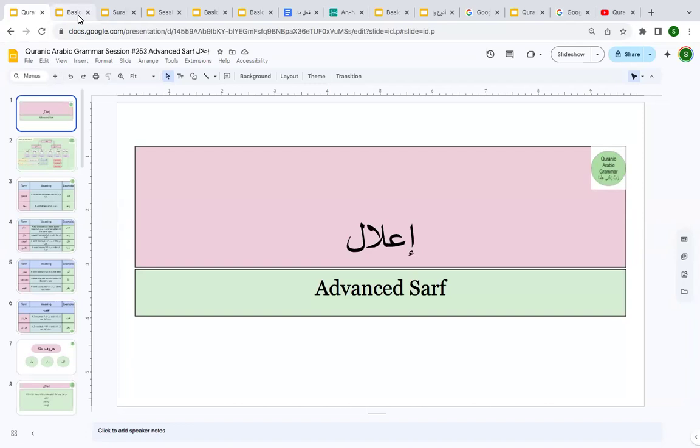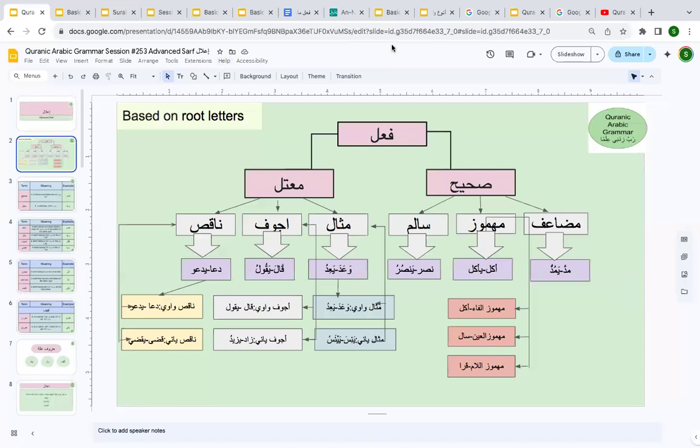So here we are with our session number 253, in which we are going to start our advanced sarf. Bismillahi ta'ala. In our last session, we went over the classification of af'al based on the root letters, and we have found that there are two types of af'al based on the root letter.